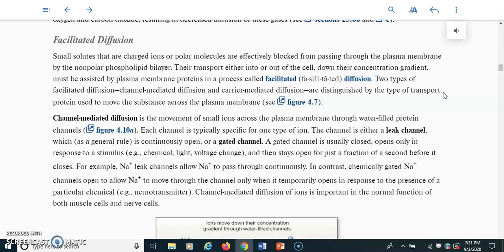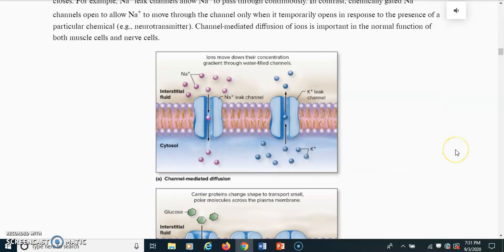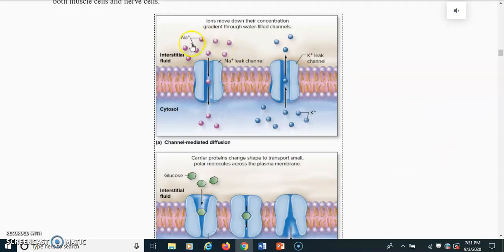And so whenever they need help, the plasma membrane proteins, remember that was one of the functions of some of those proteins in the plasma membrane, was to transport things across. That's where they will be helping out some of these molecules that can't go through that phospholipid bilayer. So in our picture here, sodium is an example. It has a charge on it, that +1 charge. So it's kind of repelled and not able to pass through the phospholipid bilayer.